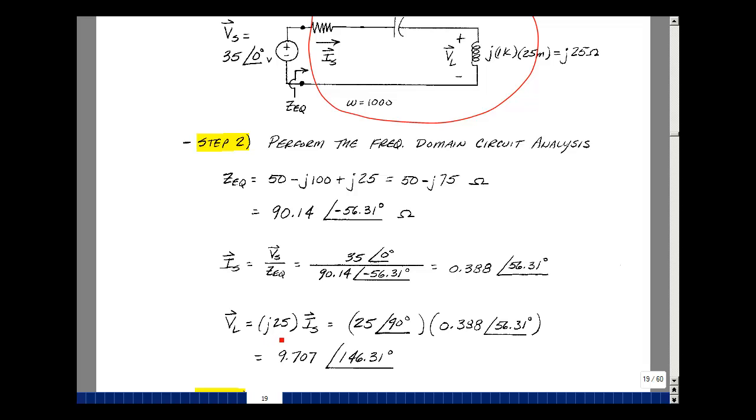You can also plug this in your calculator with a 0 plus j25 and you'll get the same result. The current we found over here is 0.388 at an angle of 56.31 degrees. So I'm going to multiply these two magnitudes. That turns out to be 9.707. We're going to add these two angles, and that's 146.31.